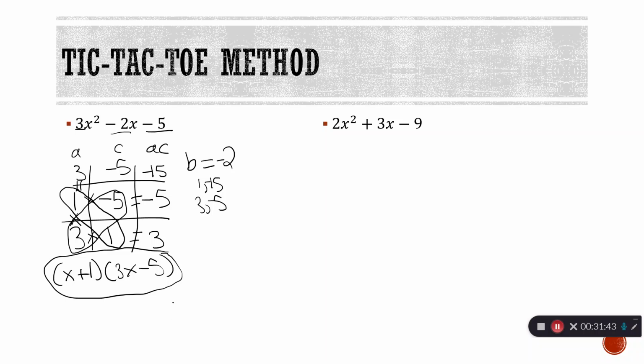Okay, and if you wanted to check, you can do it backwards. 3x times 3x is 3x squared. That matches. x times -5 is -5x. 1 times 3x is plus 3x. And 1 times -5 is -5. And let's combine like terms. That becomes -2x minus 5. Same answer. Okay, let's do it again.